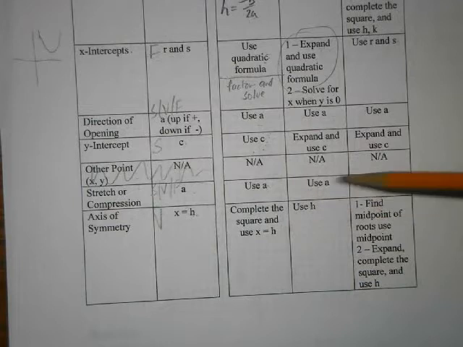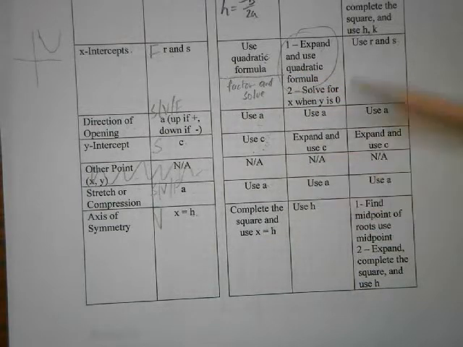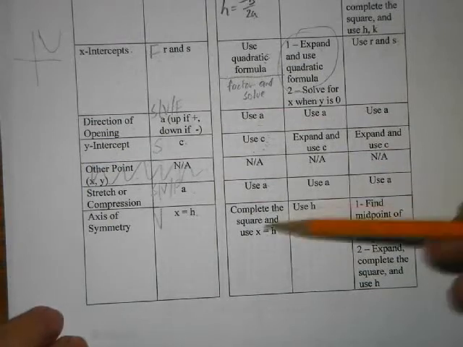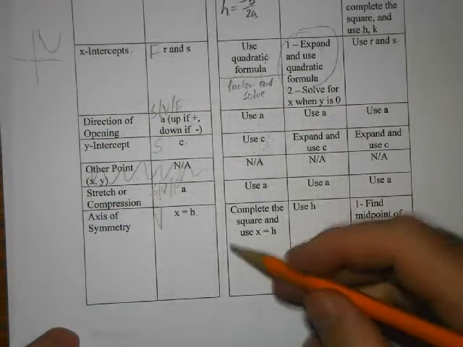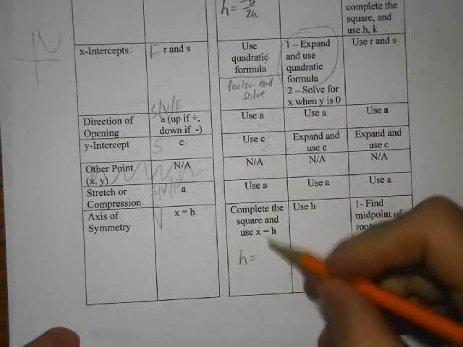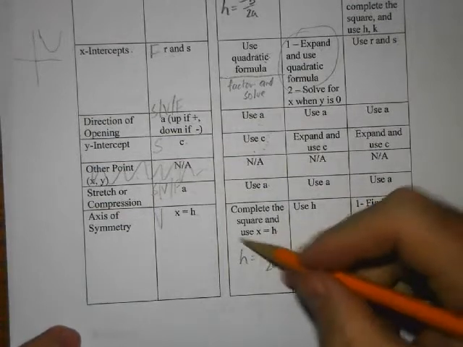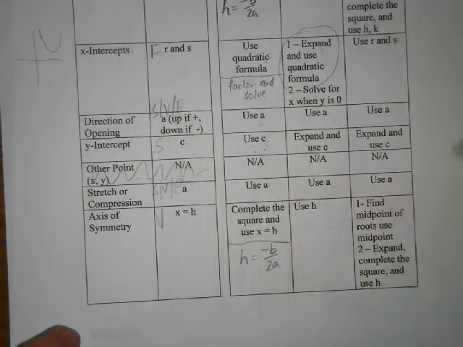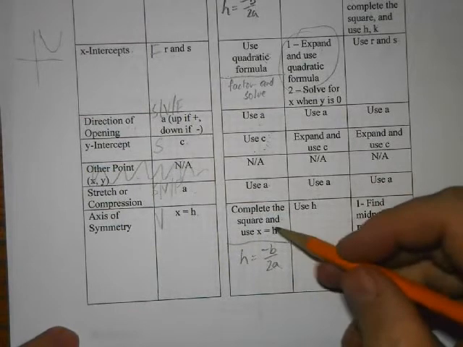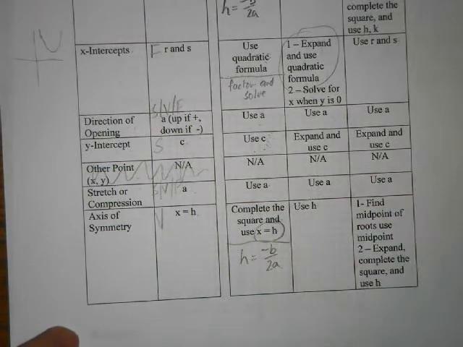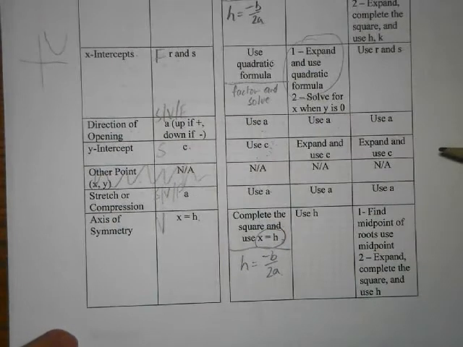Okay, axis of symmetry, again, that comes directly from h, which is from your vertex form. So basically you want to find the h coordinate of your vertex. So again, the shortcut would be h equals negative b over 2a. And this would probably be a lot quicker than doing that if you just want h. And then your axis of symmetry is x equals whatever h is. Okay.